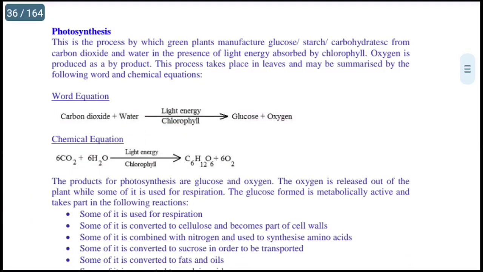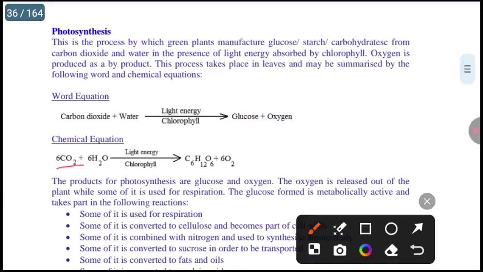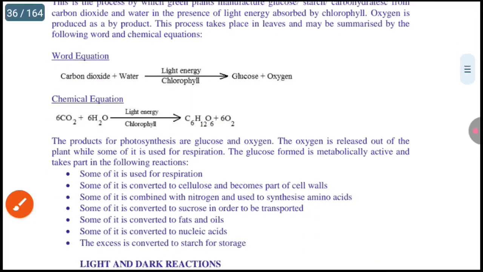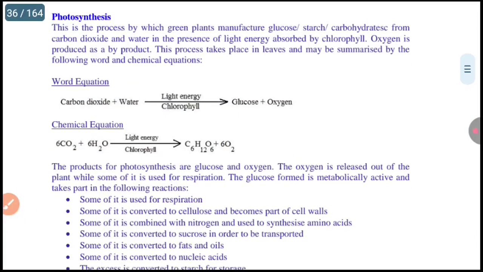And this is the chemical equation: 6CO2 plus 6H2O, in the presence of chlorophyll and light energy, gives glucose plus oxygen. This is a balanced chemical equation for photosynthesis. So the products of photosynthesis are glucose and oxygen.